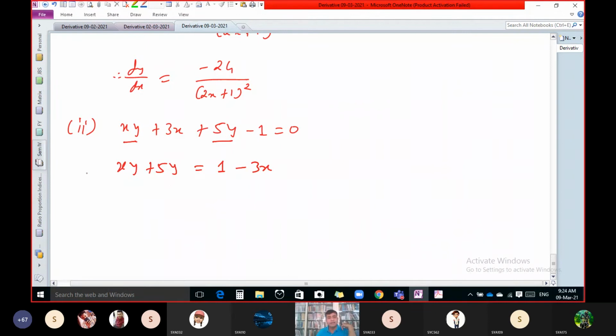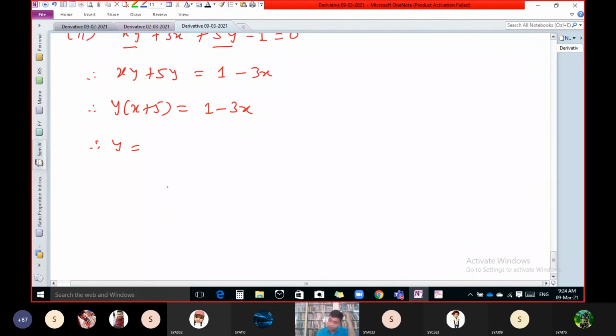Then next step, take y common. Correct, y common. And now convert into y equal to form. So take x plus 5 to the other side. So we get 1 minus 3x upon x plus 5.